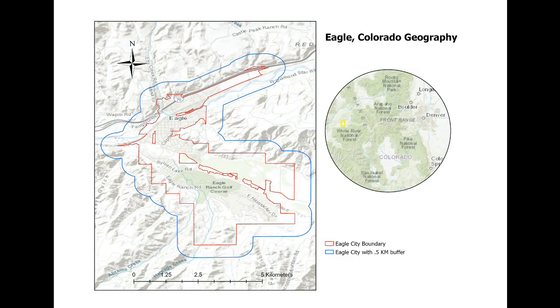The focus area for my study is Eagle and a half-kilometer buffer around the city limits. I am using the latest municipal boundary data from Colorado View. The city is bordered in red. This is the incorporated portion of Eagle. And the half-kilometer buffer is bordered in blue.